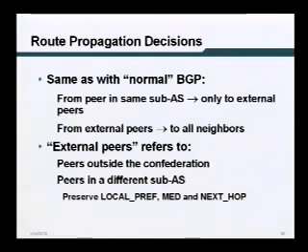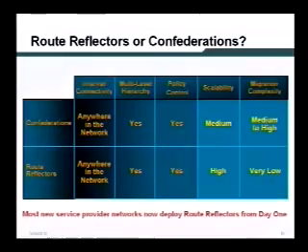Okay, route propagation decisions are the same as with normal BGP. So in other words, prefixes from a peer in the same AS only go to external peers. From external peers, they go to all neighbors. So that's pretty much the same as normal BGP. External peers refers to peers that are outside the confederation and peers that are in a different sub-AS. And as I said before, preserve local pref, MED, and next hop.